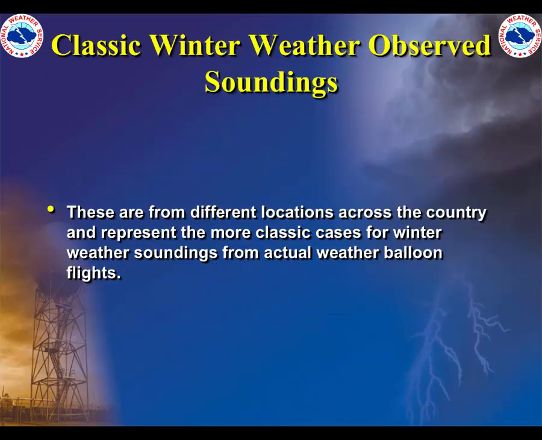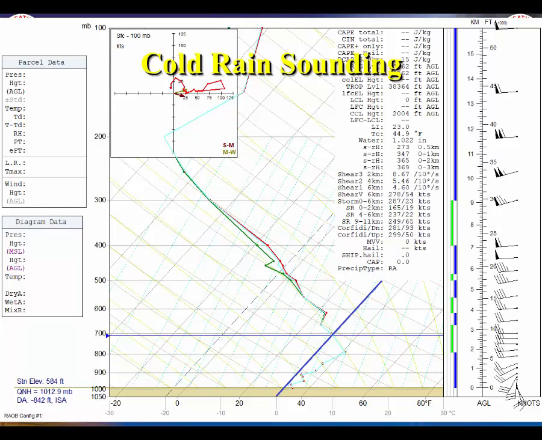So we're going to look at now some classic winter weather soundings. These are observed soundings, not forecast soundings. So they just kind of give you the classic things to look for. This is your classic cold rain sounding here on the SCUT. And what I've done here is I've emboldened the freezing line here, the 0 Celsius freezing level here through the SCUT plot. And here's your temperature in red, your wet bulb temperatures in the light blue, and then you have your dew point in green.